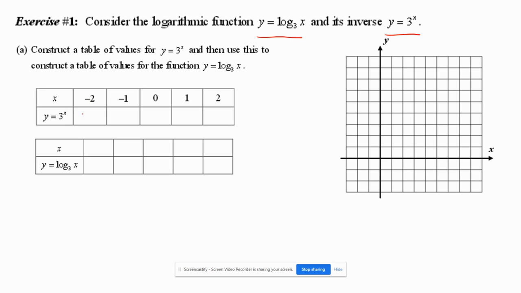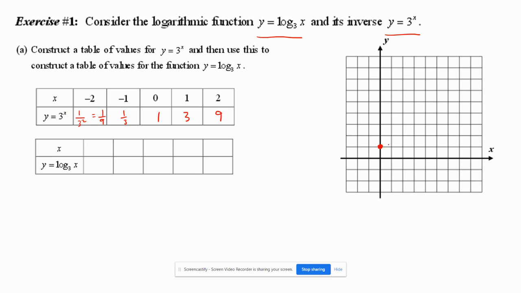3 to the minus 2 is 1 over 3 squared, so that's 1/9. This is going to be 1/3. This is 1. Anything to the power of 0 is 1. 3 to the first power is 3. 3 squared is 9. So now we plot these points.